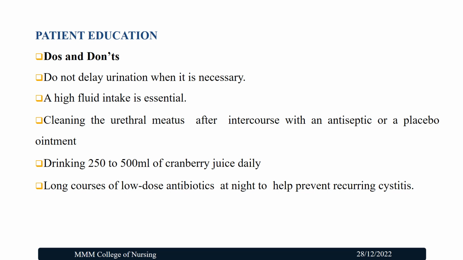Patient education, do's and don'ts. Do not delay urination when it is necessary. A high fluid intake is essential. Clean the urethral meatus after intercourse with an antiseptic or placebo ointment. Drink 250 to 500 ml of cranberry juice daily. A long course of low dose antibiotics at night can help prevent recurring cystitis.